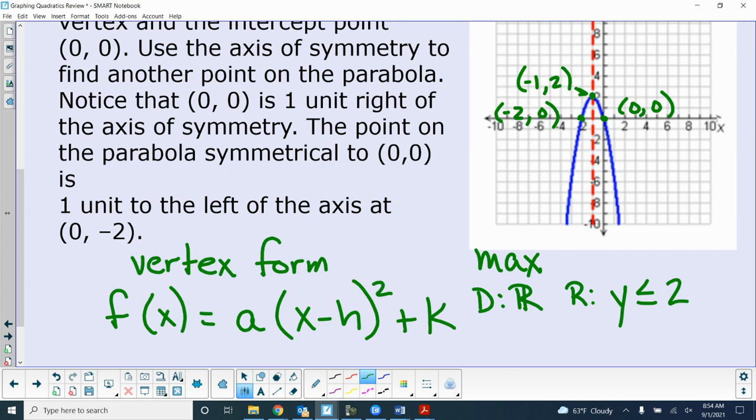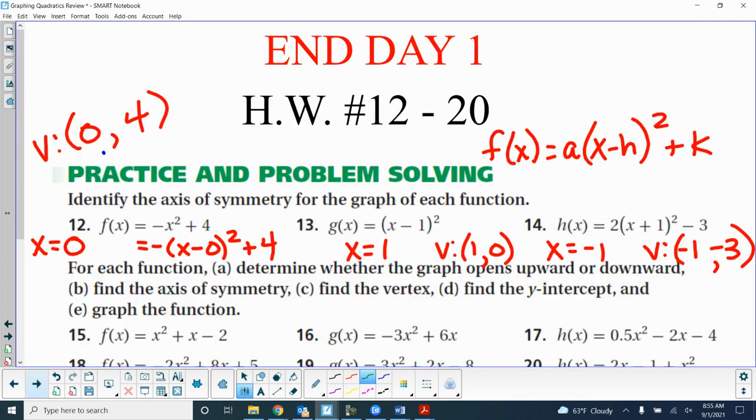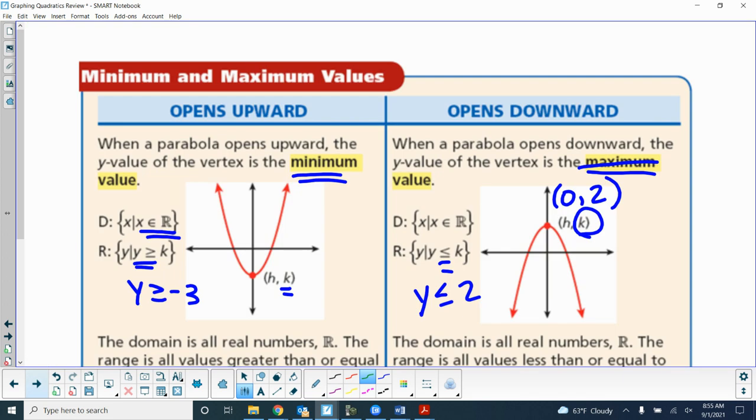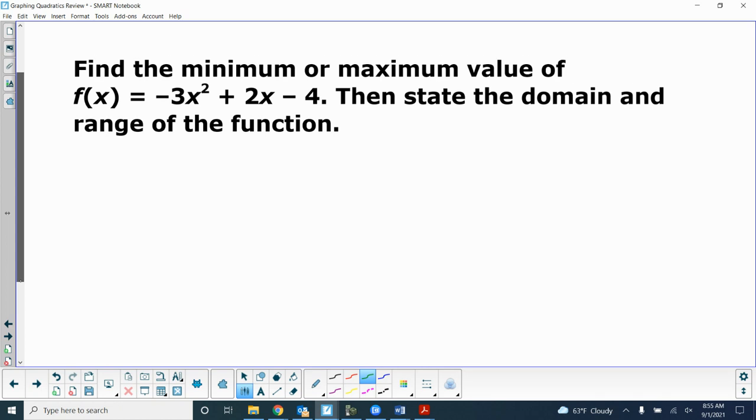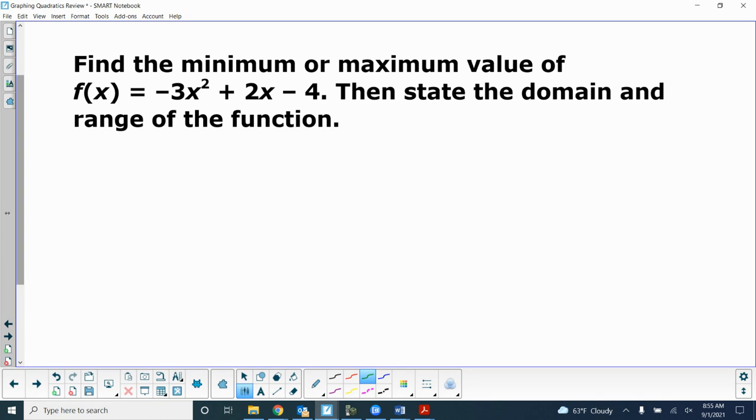Sometimes it'll ask you for the maximum value. So what is the maximum value equal to? It's that number you got for your range, or the y value of your vertex. Okay? Questions? All right then, I'd like you to do this on your own. Do that one, please, right now. And I'll come around and check how you did.